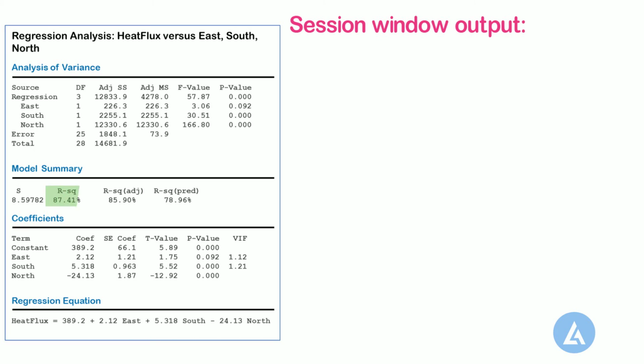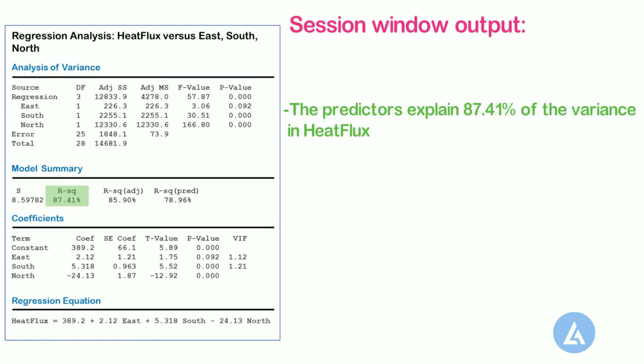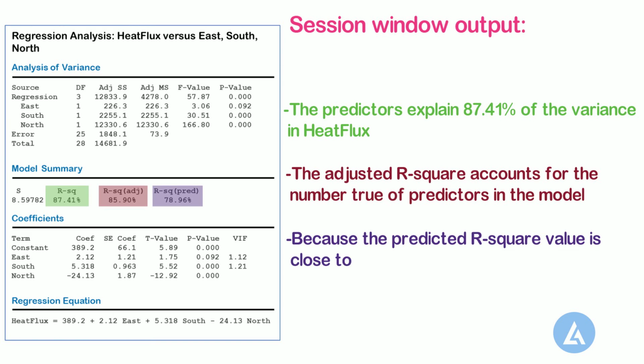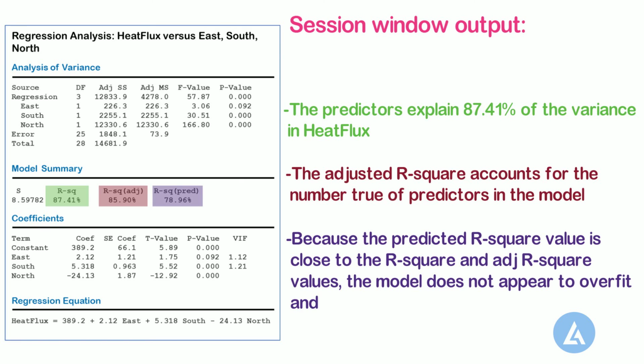The R-square value indicates that the predictors explain 87.41% of the variance in heat flux. The adjusted R-square is 85.90%, which accounts for the number of predictors in the model. Both values indicate that the model fits the data well. The predicted R-square value is 78.96%. Because the predicted R-square value is close to the R-square and adjusted R-square values, the model does not appear to overfit and has an adequate predictive ability.